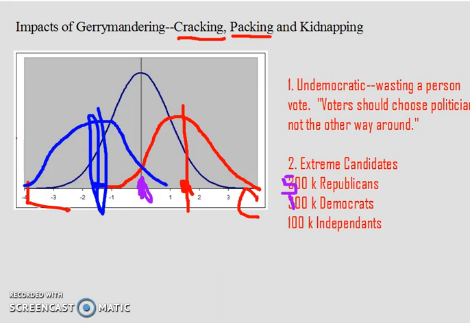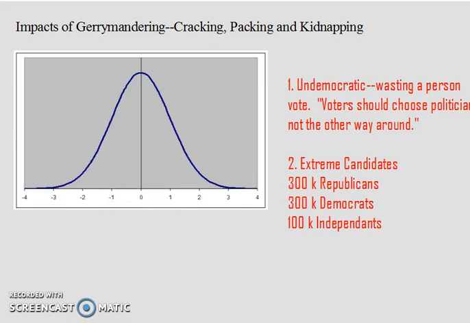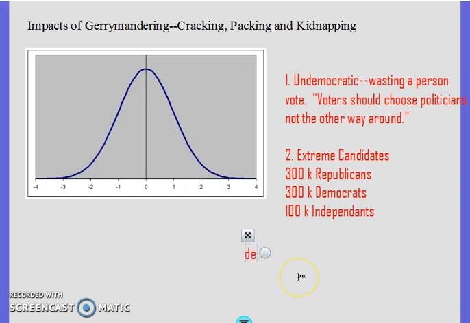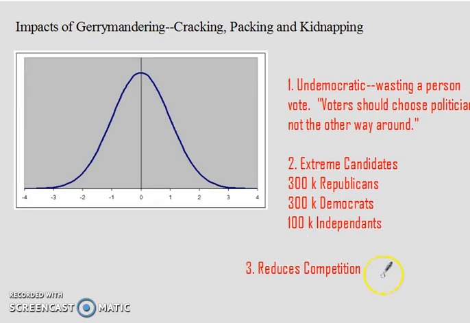The last concern that we have is that it reduces competition. In other words, if I have a district like the one above that has 300,000 Republicans, 300,000 Democrats, and 100,000 independents, and the Democrats win an election, well, that representative better do a darn good job because he can easily be beat next time. And if the Republicans win next time because he wasn't doing the best job, the Republican better do a darn good job because she can be beat next time.